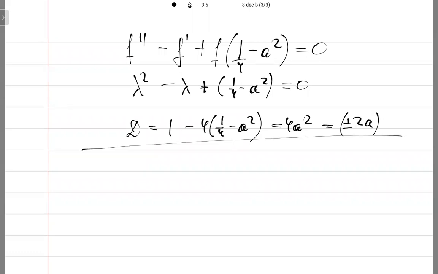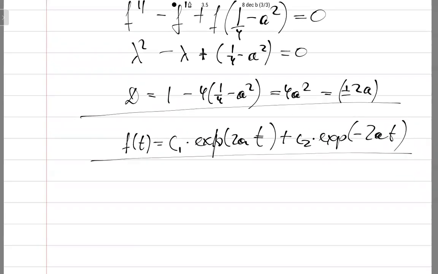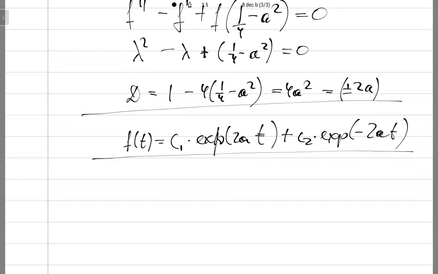Okay. So we will have a general solution f of t is equal to c1 times, oh sorry, exponent of 2at plus c2 exponent of minus 2at. Okay. Yeah, that's easy, but okay. So now we have a solution.